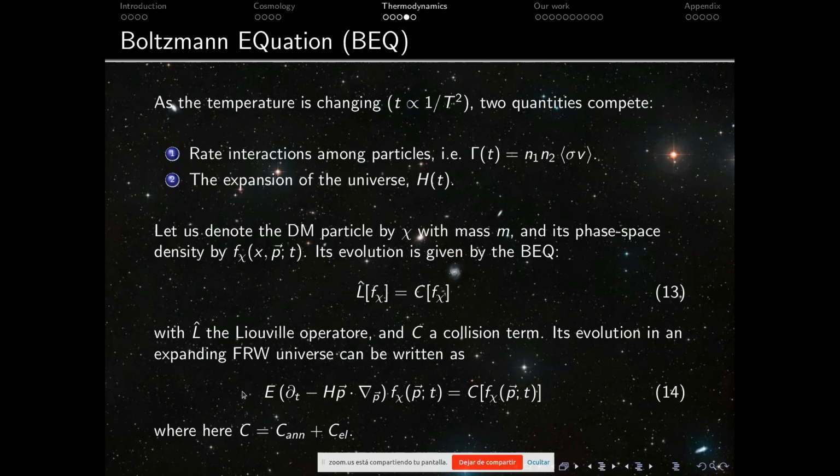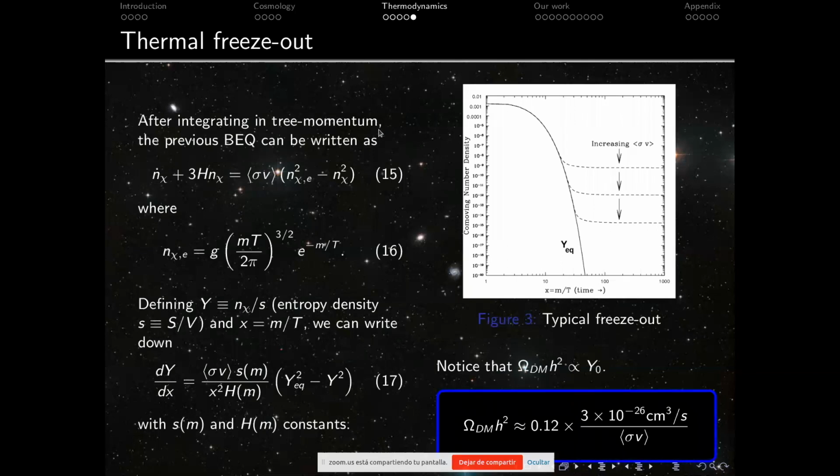So for instance, in a Friedmann-Robertson-Walker universe, the Boltzmann equation takes this form, and the collision term contains annihilations of particles, for instance, and elastic scatterings. And one way to deal with this is to integrate this equation in three momentum, and you end up with the Boltzmann equation in its more common form in this context, which is this one.